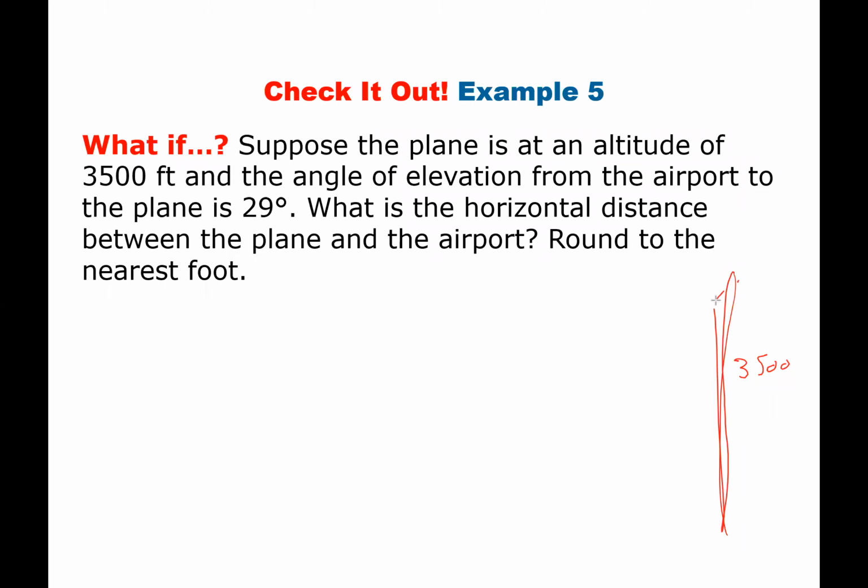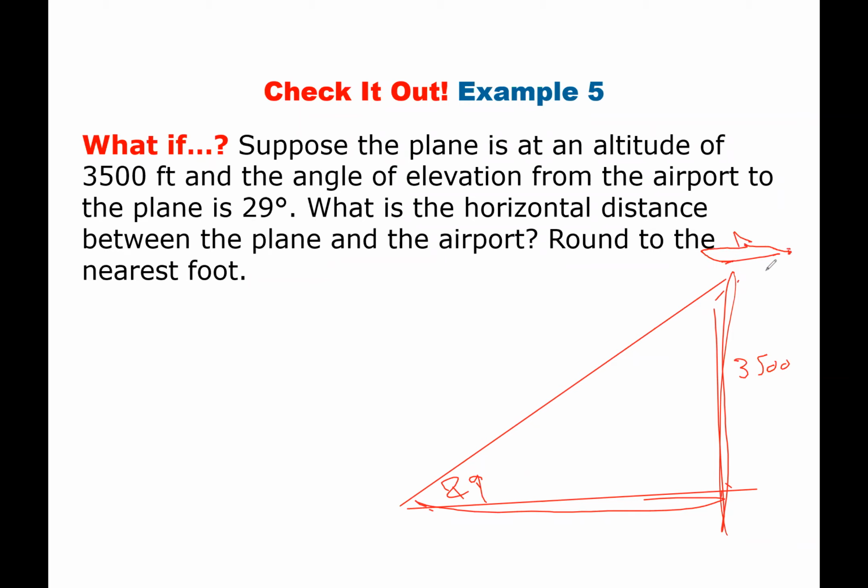And you have an angle of elevation from the airport to the plane is 29. This is the observer and this angle is 29. Okay, this angle and this is the plane. For example, draw any plane. Okay, this angle is 29 degrees.